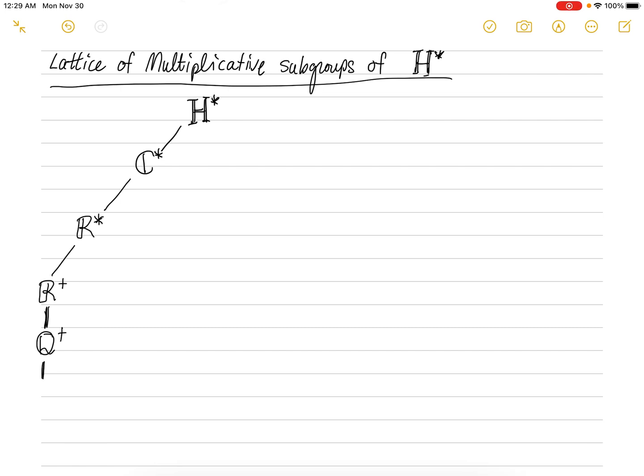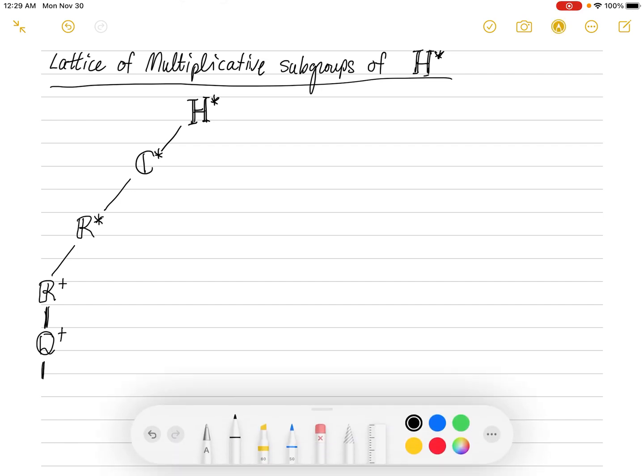You can't put the positive integers, right? If you put the integers, they don't necessarily have inverses. So I'll just stop and put the set containing 1 here. That's a trivial subgroup, the set containing just the identity element.